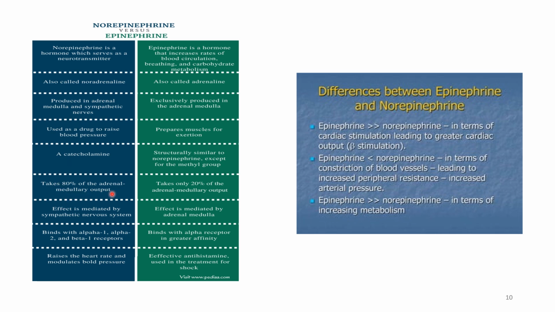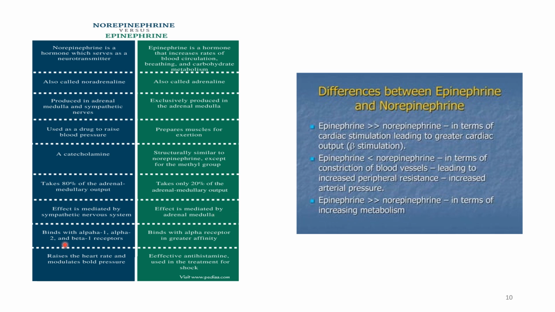Norepinephrine takes 80% of the adrenal medullary output. Epinephrine takes only 20% of the adrenal medullary output. So our adrenal medulla will produce both epinephrine and norepinephrine. 80% is the norepinephrine and 20% is the epinephrine. And this epinephrine is produced only from the adrenal medulla, whereas norepinephrine can also be produced from the sympathetic nervous system. Next, effect is mediated by sympathetic nervous system. Effect is mediated by adrenal medulla in the epinephrine.